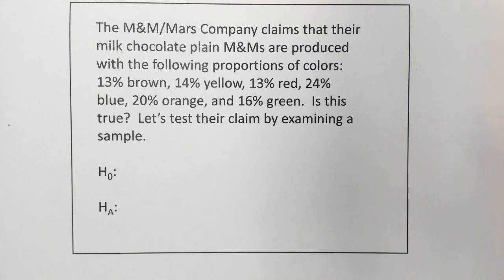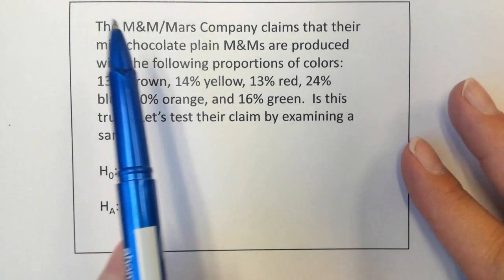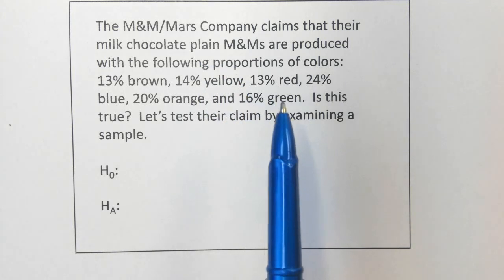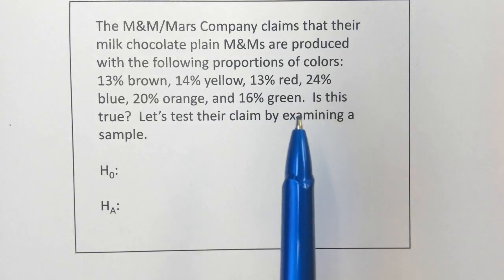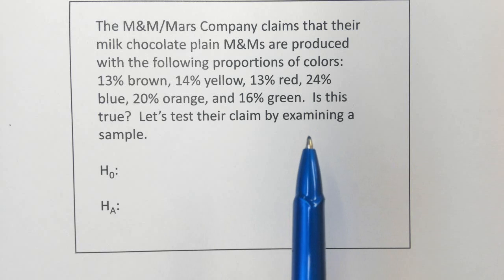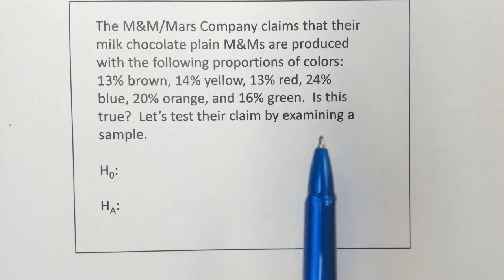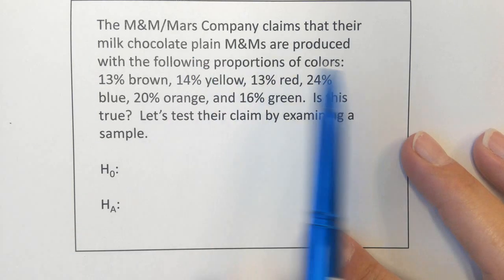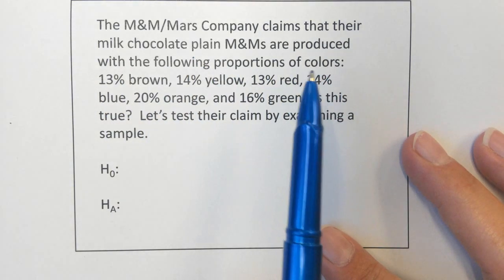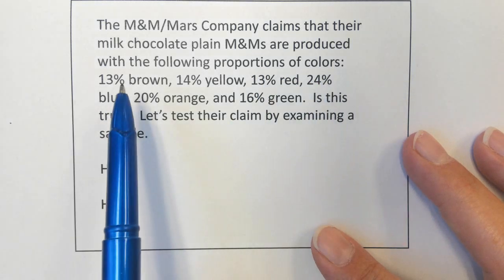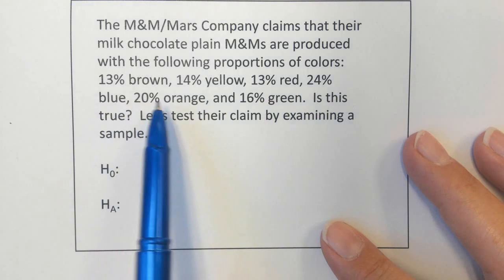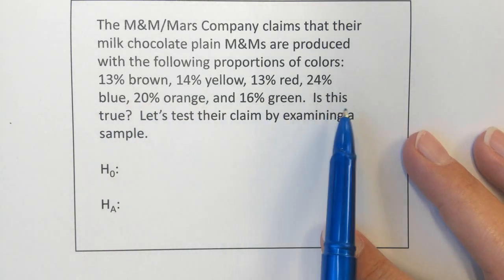So I'm going to get you started, and then you're going to finish it in your small groups. Okay? So the M&M Mars Company claims that their plain chocolate M&Ms, the numbers are different for peanut and the crunchy ones and the pretzel ones and the peanut butter filled. A lot of those are illegal in the building, so we stay with the plain ones. But the plain ones are produced in the following proportions: 13% are brown, 14% are yellow, 13% are red, 24% are blue, and so on and so forth. Is this true?